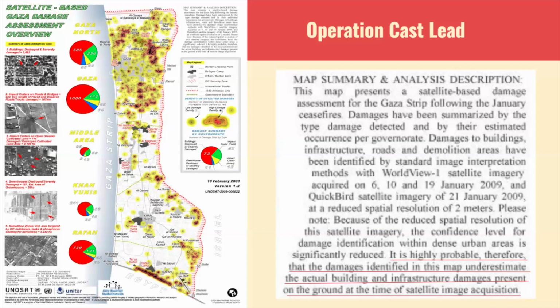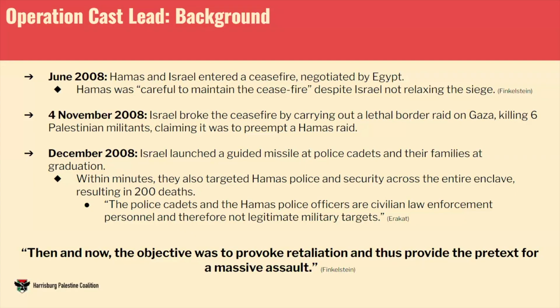So the background to Cast Lead, what led up to this: in June of 2008, Hamas and Israel entered a ceasefire negotiated by Egypt. Hamas was careful to maintain the ceasefire despite Israel not relaxing the siege, which was their end of the deal, but often they don't keep their end of the deal. On the 4th of November, Israel broke the ceasefire by carrying out a lethal border raid on Gaza, killing 6 Palestinian militants, claiming it was to preempt a Hamas raid. That is something you hear frequently throughout these operations. We hear it now. Everything is about defending against Hamas.